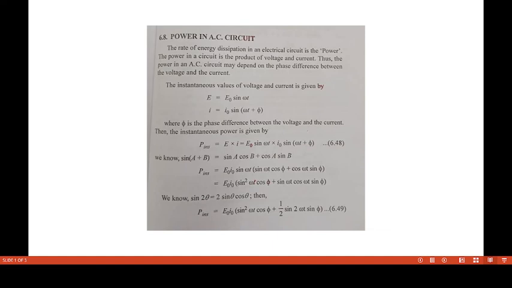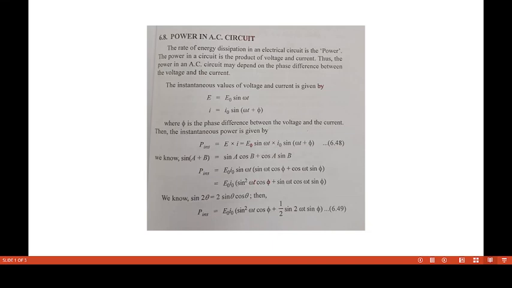The rate of energy dissipation in an electrical circuit is the power, and the power in the circuit is the product of voltage and current. Power P equals voltage V times current I. Thus, the power in an AC circuit may depend on the phase difference between the voltage and current.